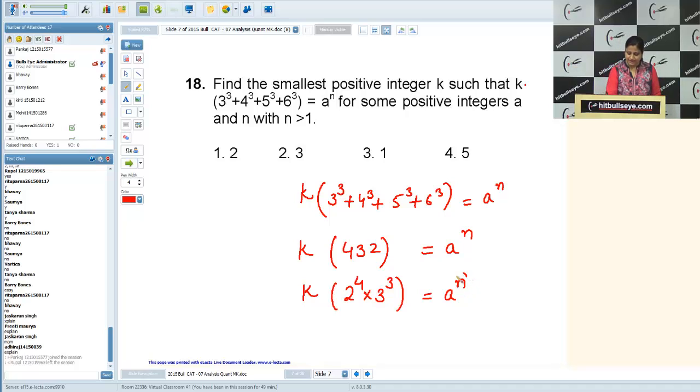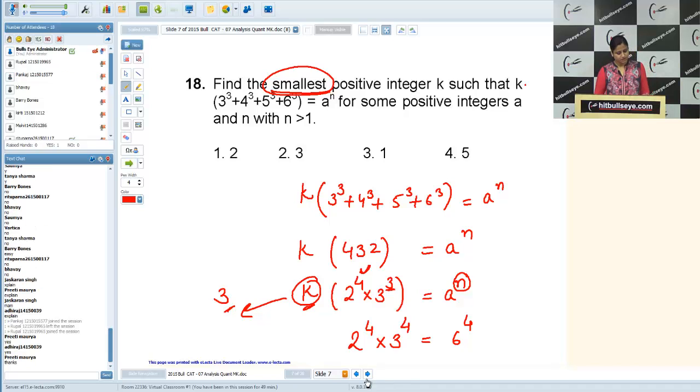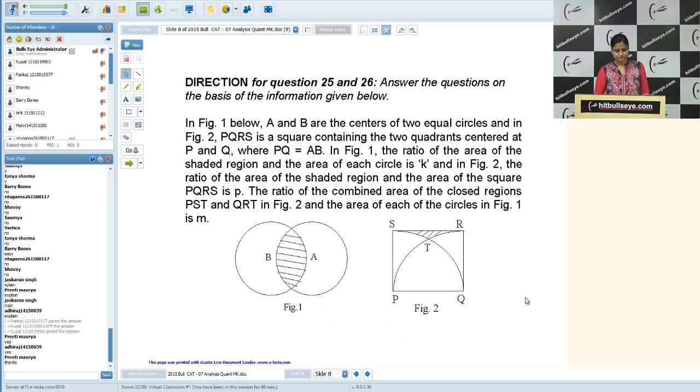As we know, n cannot be 3 as we have 4 here. So if I take k as 3, it will become 2 raised to power 4 into 3 raised to power 4. So it will be nothing but 6 raised to power 4, because we need the smallest positive integer. That's why k should be 3. You could go by options in this case. Is it okay, Abhiraj, Karan, Preeti? Okay, let us move.